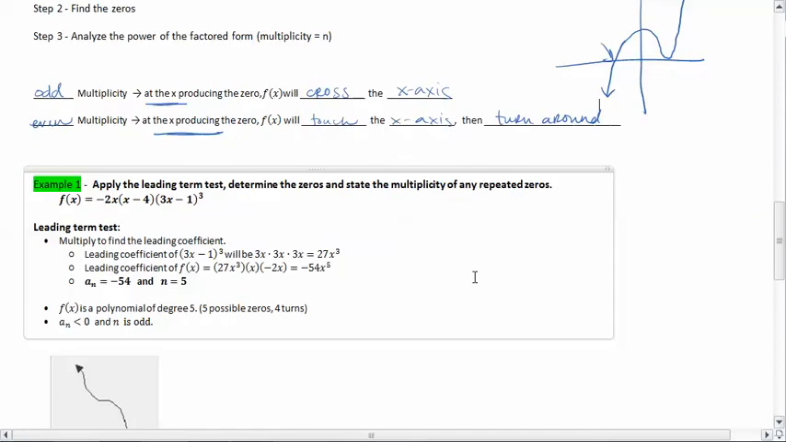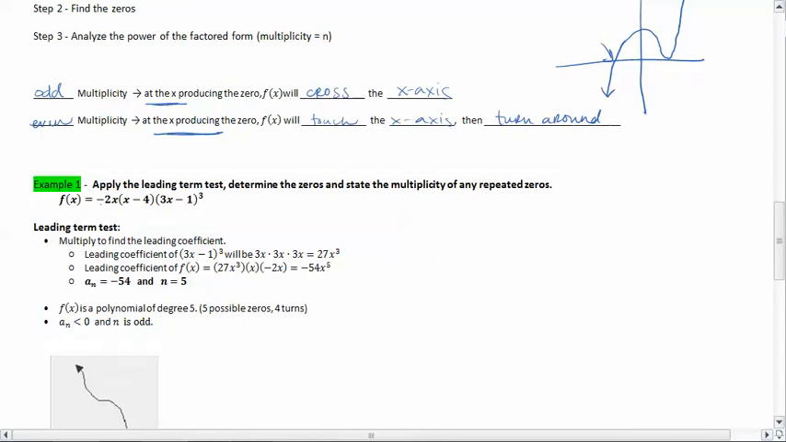So let's do an example together. Apply the leading term test, determine the zeros, and state the multiplicity of any repeated zeros. So we are given the example f of x equals negative 2x times x minus 4 times 3x minus 1 cubed. So we want to first multiply to find the leading coefficient. So we don't know what our leading coefficient is yet, right? We can make some guesses. We have an x out here that we're going to multiply with an x out here, and then this 3x minus 1 cubed that we're multiplying.